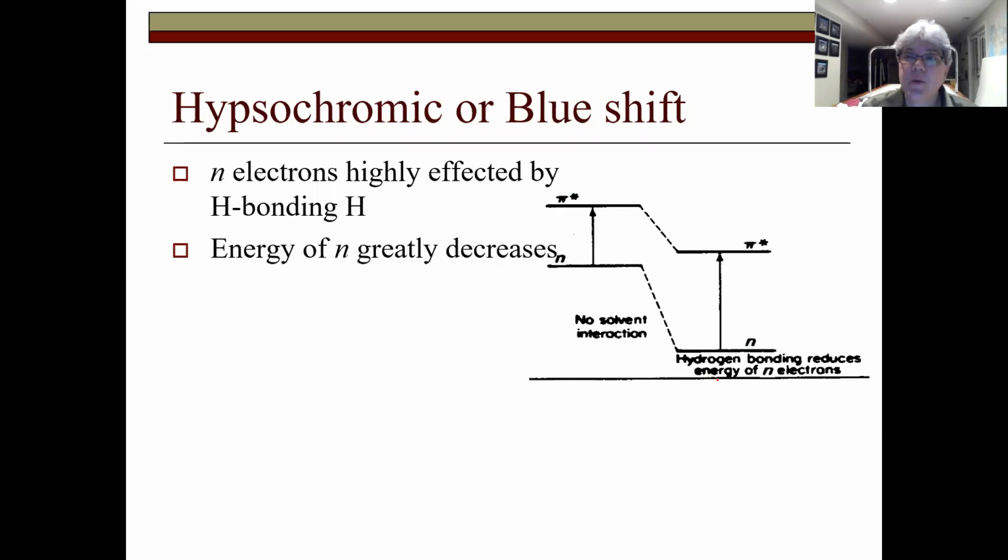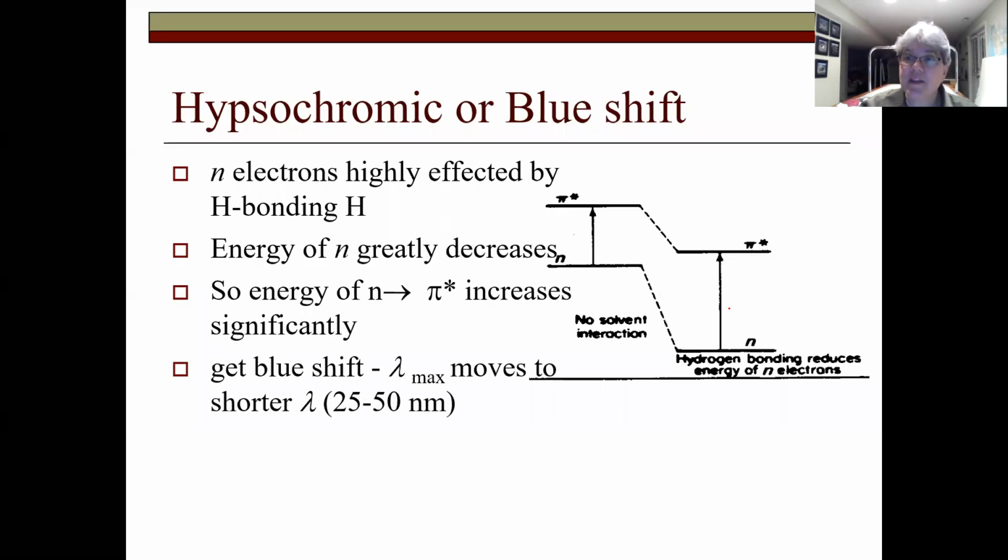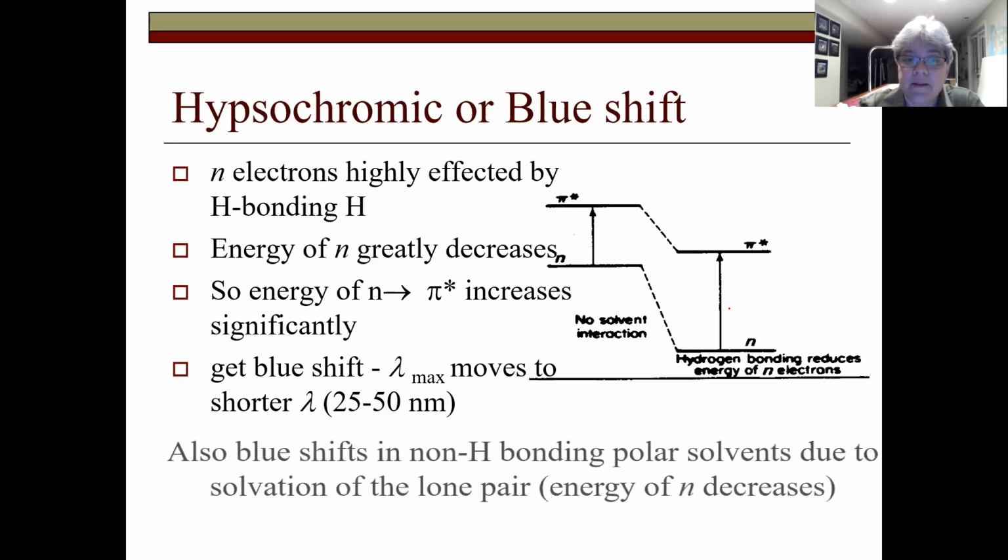So notice what happens to the energy of the transition. In the non-polar solvent, smaller energy. In the polar solvent, the energy gets much bigger. So it increases significantly, and if the energy gets higher, that means the wavelength gets shorter. So you're going to get a blue shift. And these shifts are much bigger. These are about 25 to 50 nanometers. So this is a much larger effect.